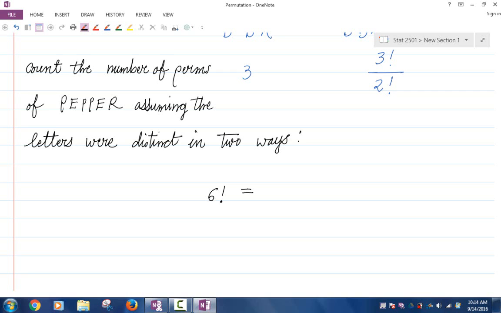Can somebody answer that? Yeah, I can exchange the E's among themselves in 2 factorial ways, and I can exchange the P's among themselves in 3 factorial ways. Does everybody see that? For the P's, I have 3 positions, right? So you can permute the 3 P's among themselves in 3 factorial ways, because 3 factorial is the number of permutations of 3 objects. Am I making sense?